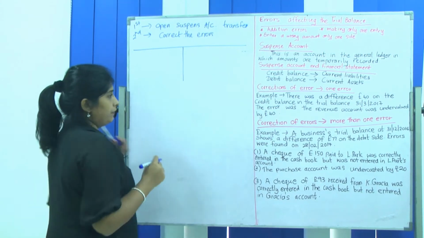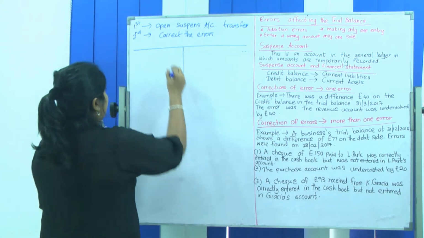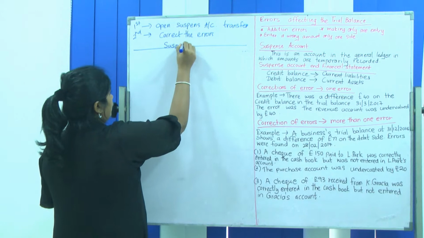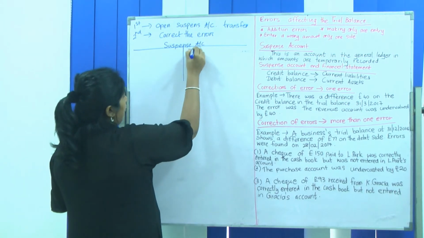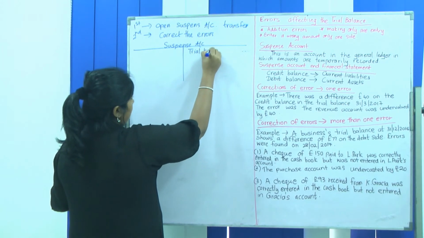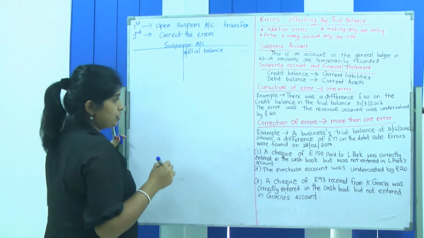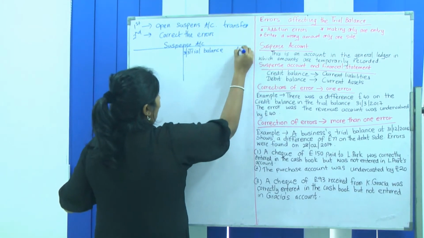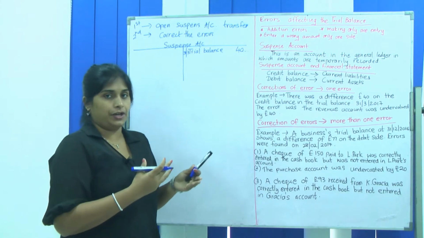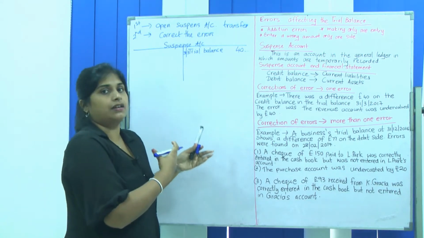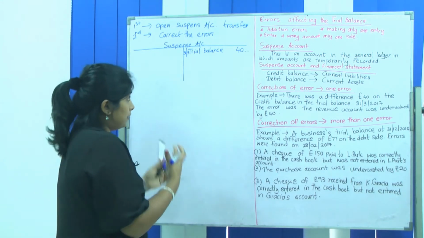When they were preparing the trial balance, they got a shortage on the credit balance. So in the suspense account, the shortage was found on the credit side. Here, as the balance on 31st March, they will write 40 pounds. So this is the suspense account. It's just a temporary account. That means it is there until the business finds out what errors they have made.